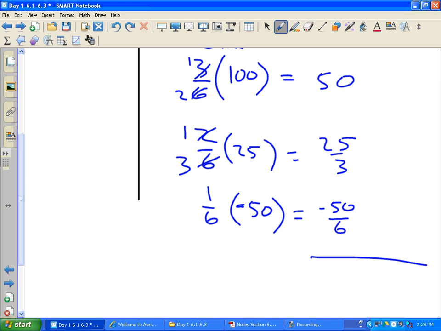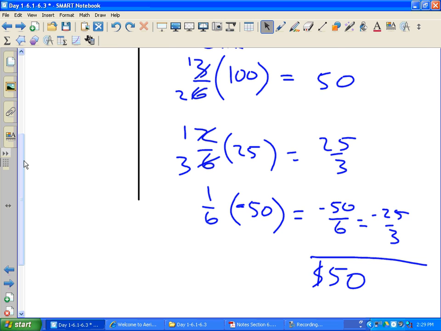Can I reduce negative 50 over 6? What is that? Negative 25 over 3. Do we agree with that? So if I add this up, 50 plus 25 thirds minus 25 thirds, do we agree that's going to be $50? Do we all agree with that?